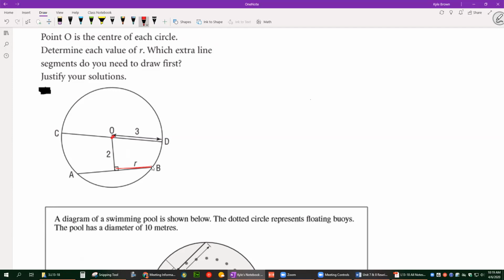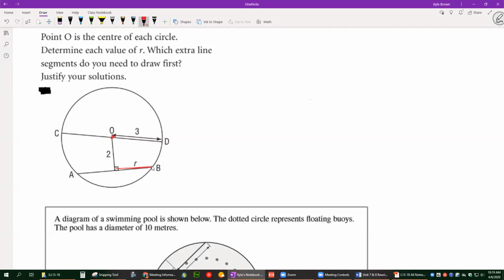Hey, Mr. Brown. Could we still do Pythagorean theorem on that? You can. It's not technically a triangle, but you got the right idea. You're probably seeing what's going on here: we really use Pythagorean theorem for almost all of these questions, especially for these first two topics.